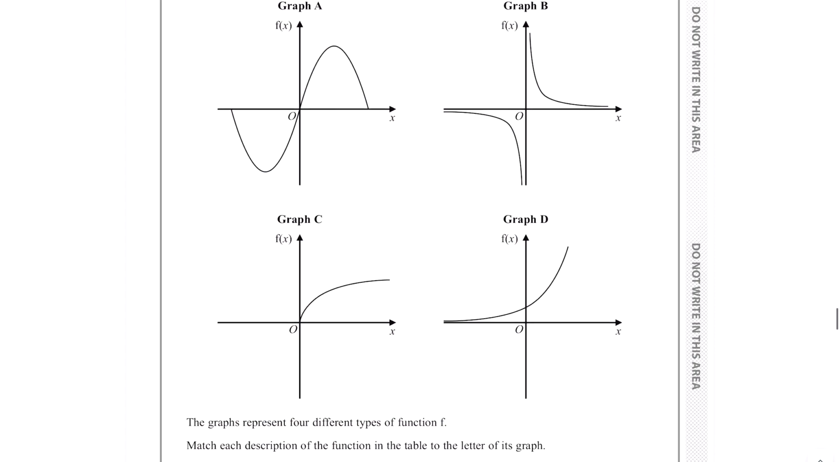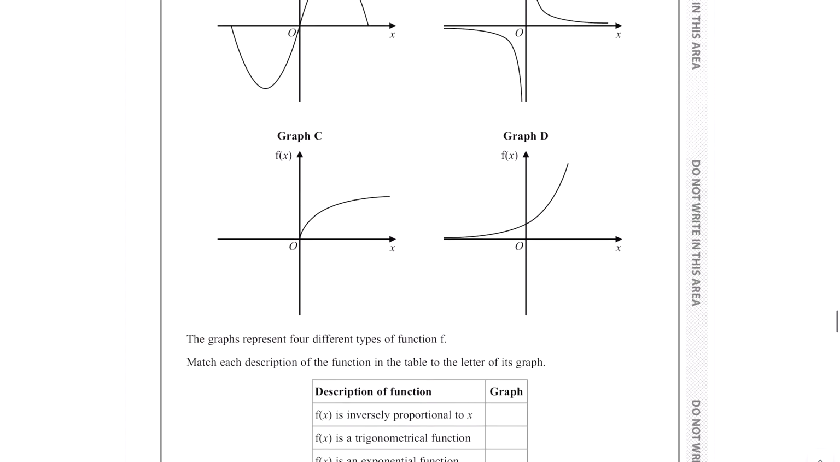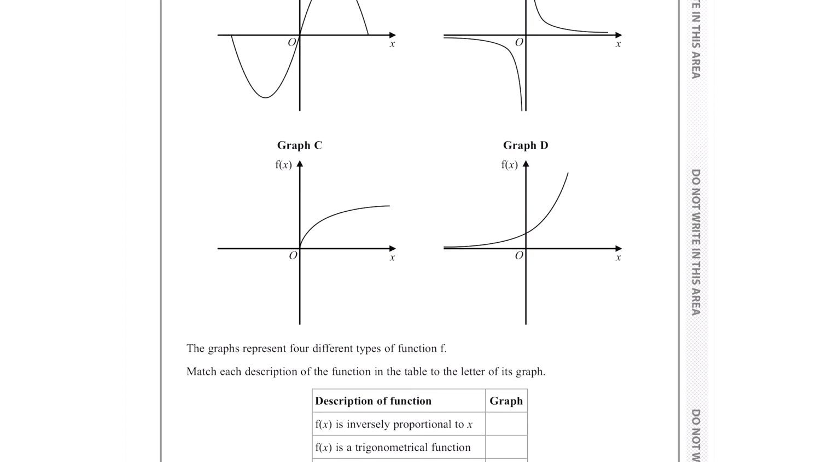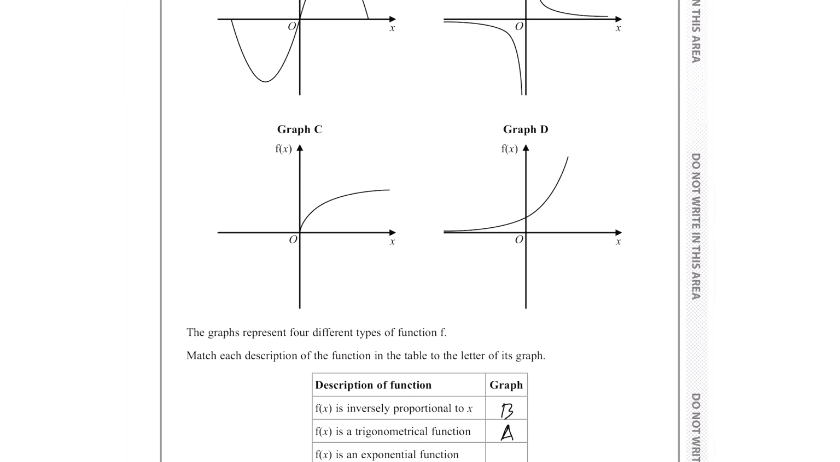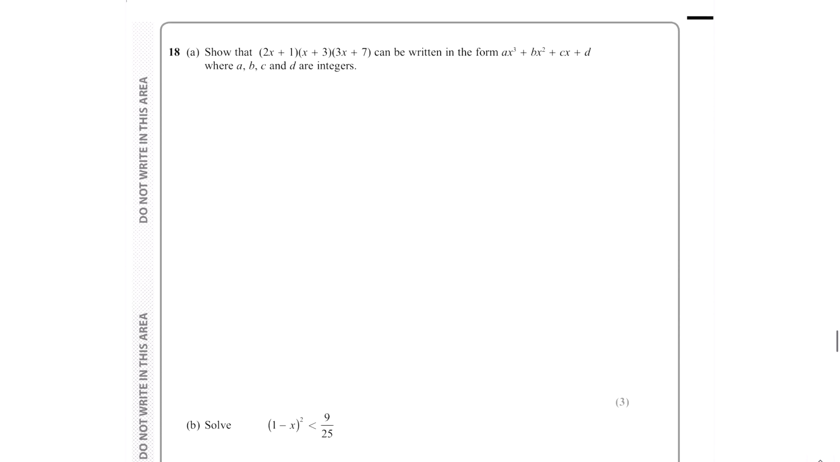So here's 4 graphs. F of x is inversely proportional to the square of x. That is P trig, and that's A, D, and C. So show that when you expand all 3 of these brackets out, you end up with something that looks in the form ax cubed plus bx squared plus cx plus d. So let's write this out.